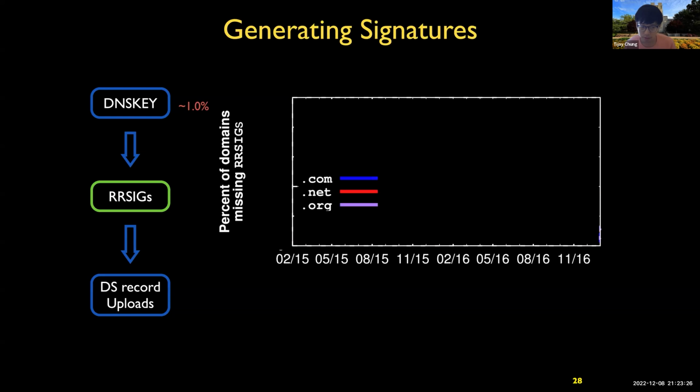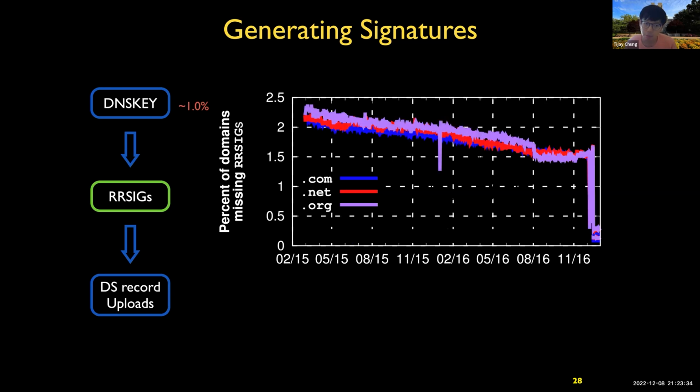Then how about the signatures? Now the y-axis shows the percentage of signatures, and as you can tell, the percentage of domains without a signature is less than 0.23%, which means if you have a DNS key, it is very highly likely that you also produce your signature, because this step is typically done by software running a simple command. The signature is automatically generated as soon as you generate a DNS key, which is good.